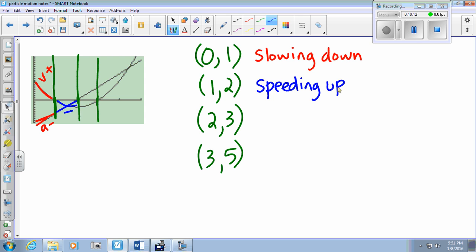From 2 to 3, we've got acceleration above the axis, that's positive, and velocity below the axis, so that's negative. Opposite signs means your particle is slowing down. And then from 3 on, both of these functions are above the axis, so they're both positive. When your velocity and acceleration are the same sign, then your particle is speeding up.